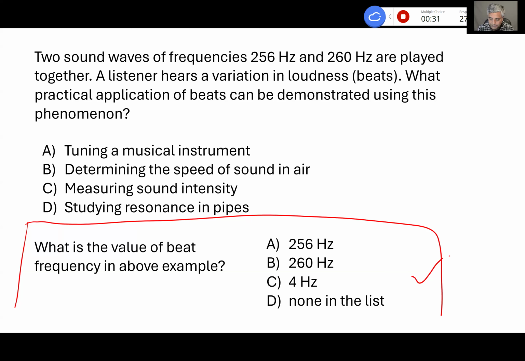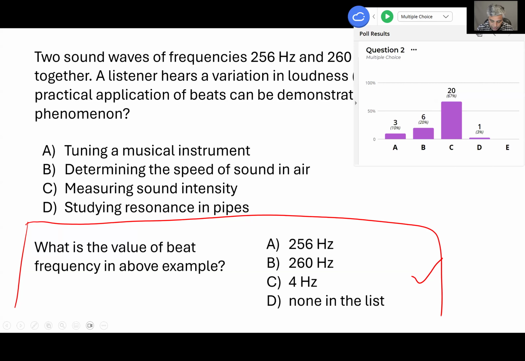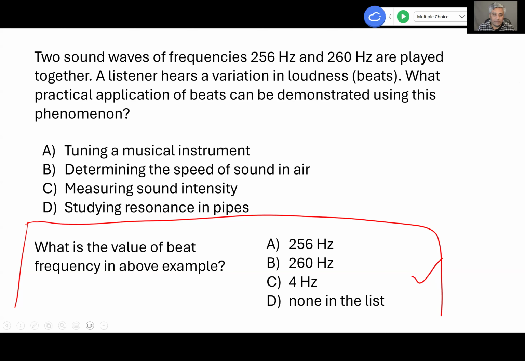30 more seconds. 5 more seconds. 5, 4, 3, 2, 1, and it stops. Let's see how did we do. So mostly C, that is correct. So we take the difference between two source frequencies. Okay.